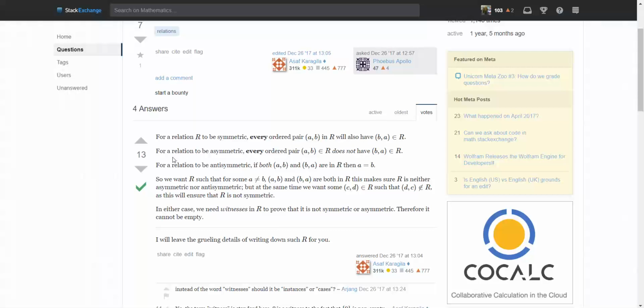For a relation to be asymmetric, you can't have both. For a relation to be antisymmetric, if both (A, B) and (B, A) are in R, then A equals B. So we want R such that for some A not equal to B, both (A, B) and (B, A) are in R. This makes sure R is neither asymmetric nor antisymmetric.